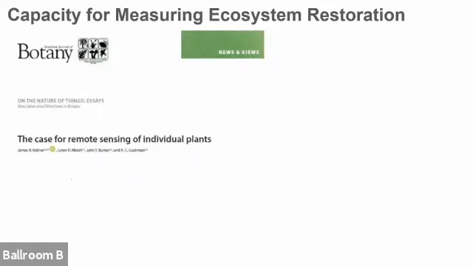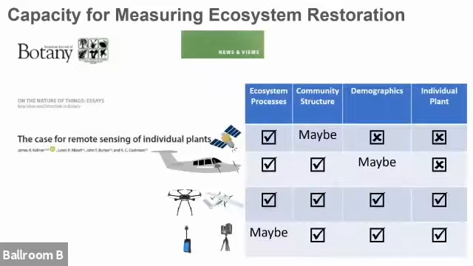So moving on to the drone side of things, I point out this paper. This came out a few years ago by some people in the U.S., James Kellner. It's called the Case for Remote Sensing of Individual Plants. What this paper does is it takes a look at our ability to use remote sensing tools to measure individual plants. And in the case of restoration, what are we after? We're after things like measuring ecosystem processes, community structure, demographics, and potentially individual plant health through time.